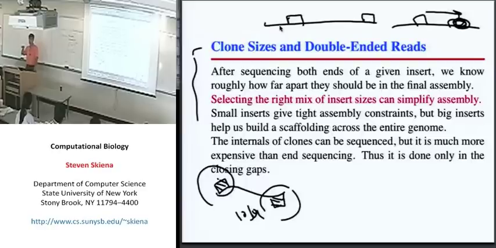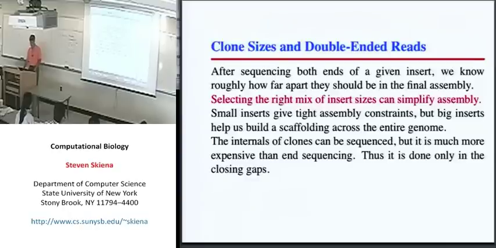Okay. And in fact, in a real sequencing experiment, part of the assembly problem is making use of this geometric information as well as just overlaps. Any questions about that? The more data they can give us to help us put it together, the better. Okay? Any questions?